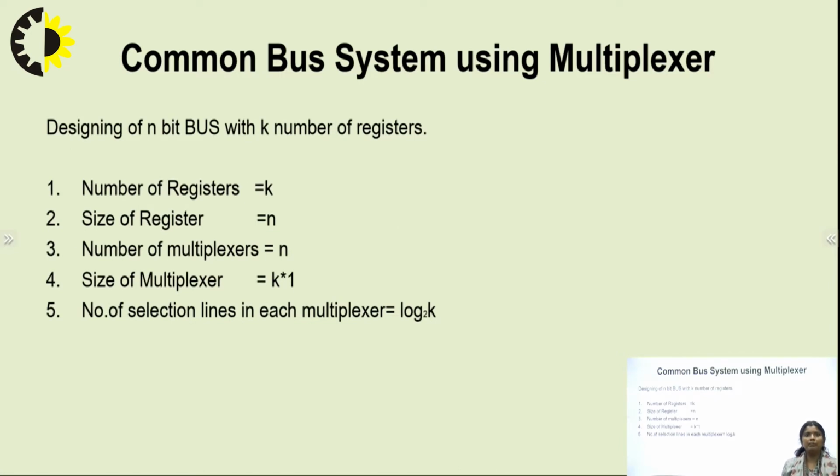This is a summary of how we design the common bus system using a multiplexer. If the number of registers is k and we create a bus with an n-bit common line, then the size of each register is n and the number of multiplexers will be n. So we can conclude that the size of the register is equivalent to the number of multiplexers when we create the common bus system. The size of each multiplexer will be k cross 1, where 1 is the output of the multiplexer and k is the number of inputs. The number of selection lines in each multiplexer is log of k to the base 2.